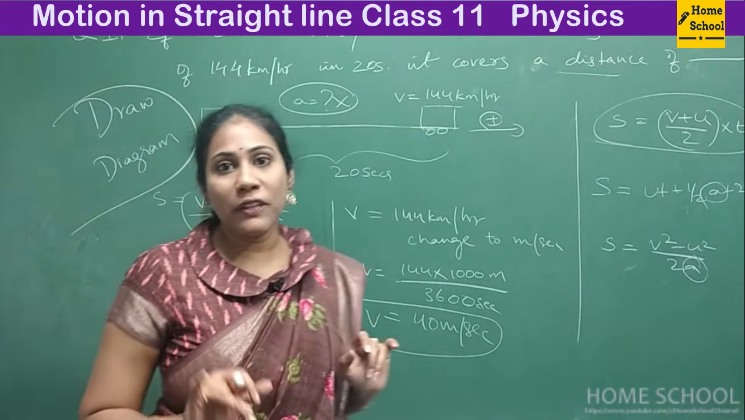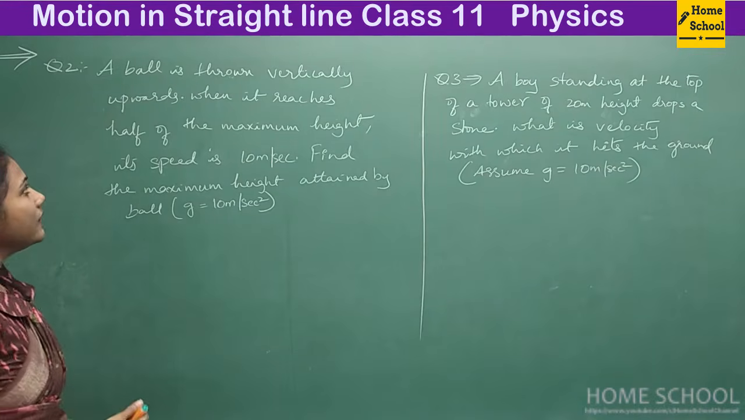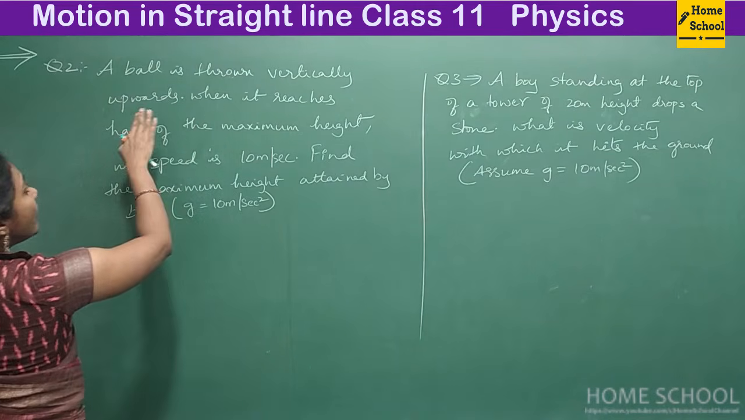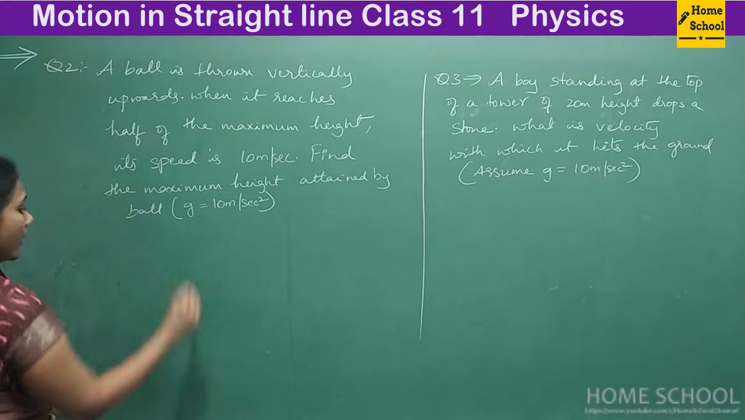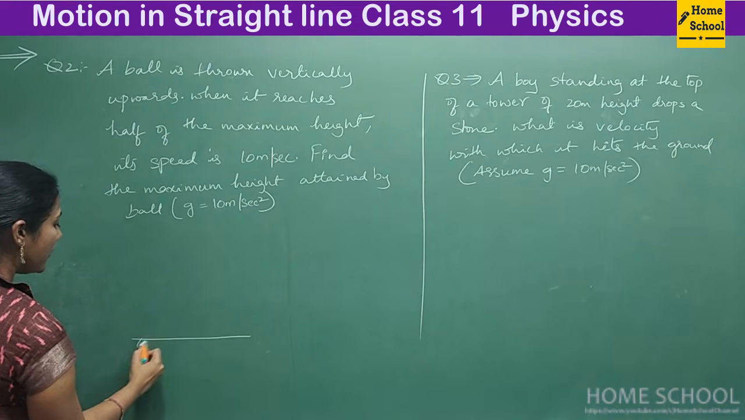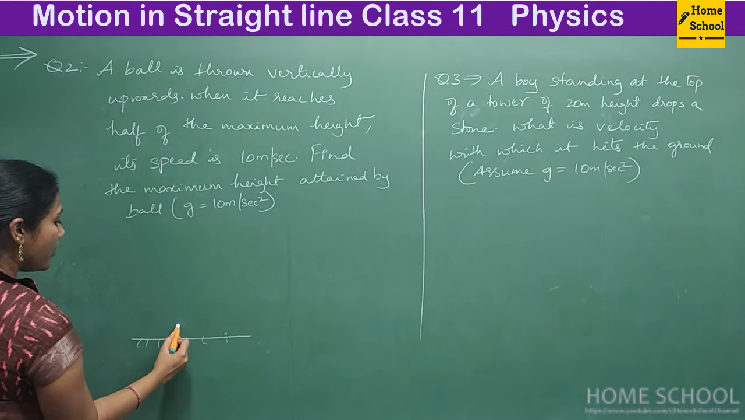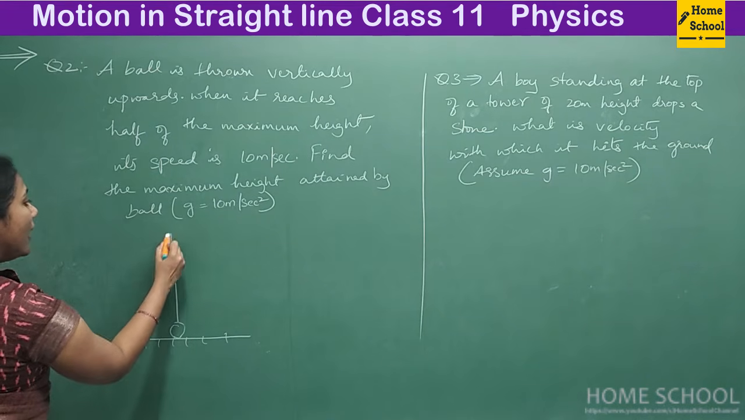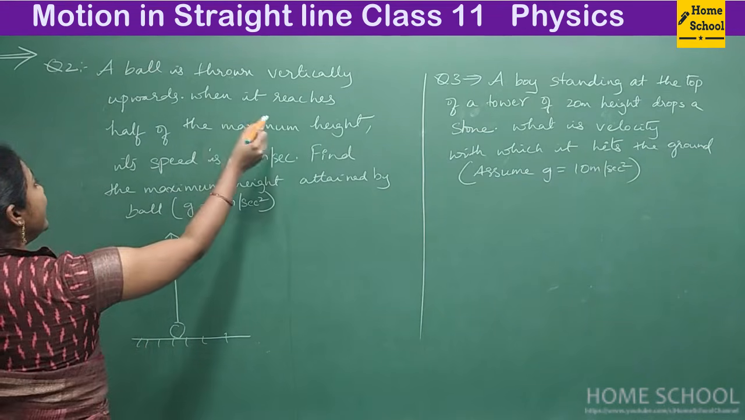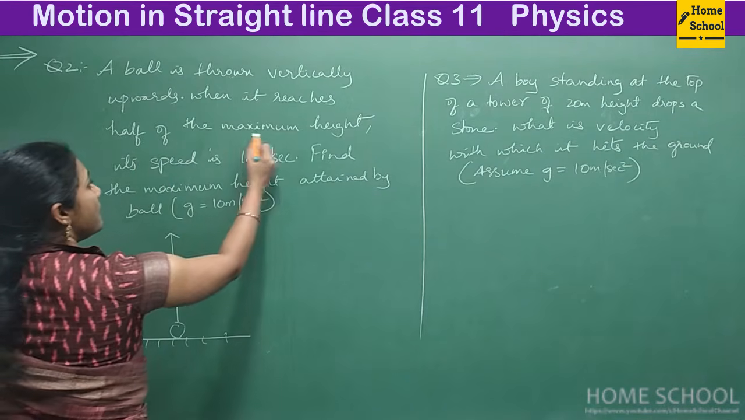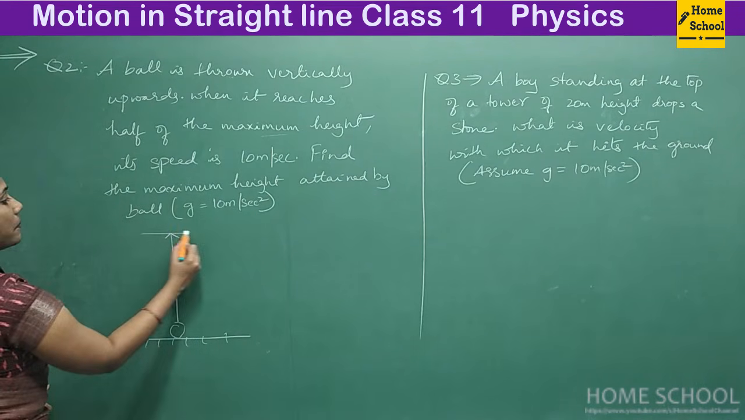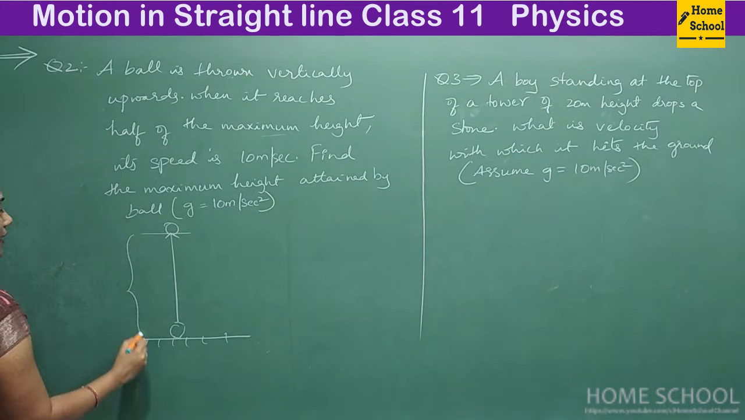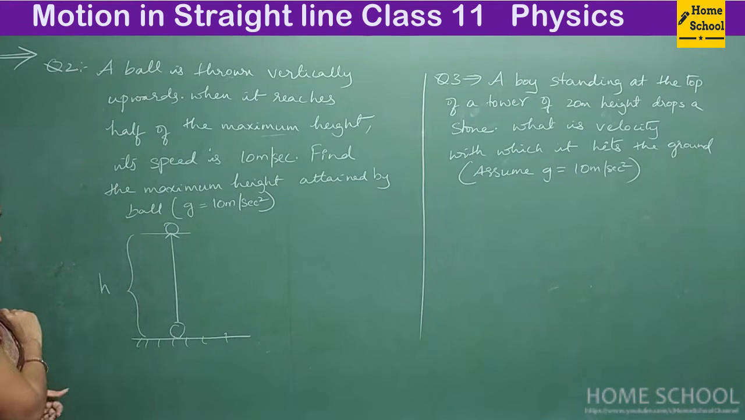Let's go for one more question now. Coming to the second question, guys. Try to understand the question carefully. A ball is thrown vertically upwards, say from the ground, maybe this is the ground. So from here, the ball is thrown vertically upwards. When it reaches half the maximum height, let this be the final point the ball has reached. Let this much be the height h.